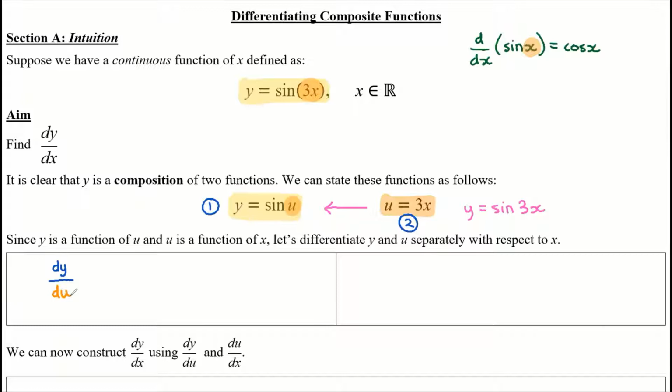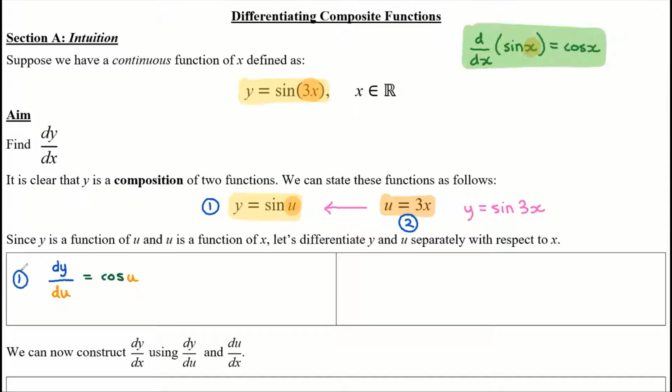So if I want to work out dy by du, I can apply the rule from the first lesson in this chapter, which I've given in the top right corner up here. So I can just use this directly. But instead of giving cos x, my derivative is now going to be with respect to u. So this is going to equal cos of u. I'll do the u in orange so it's consistent. Okay. So I hope that makes sense. That's differentiating function number 1, or equation 1.